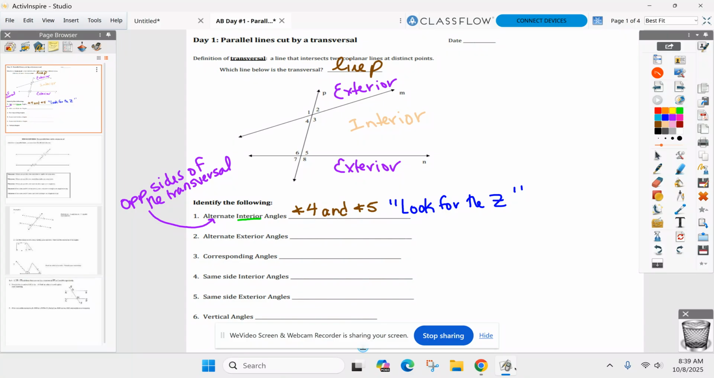All right. Look at 2 and 8. Are they on the same side of P or on alternate sides? Same side. But I want alternate sides. Those two are coming up, though. So give me 2 and 7. Perfect. Angle 2 and angle 7.